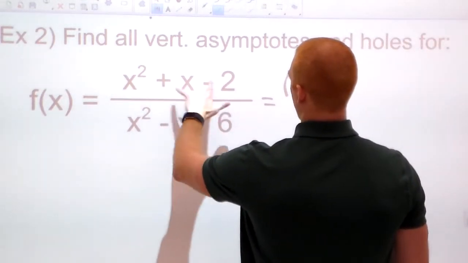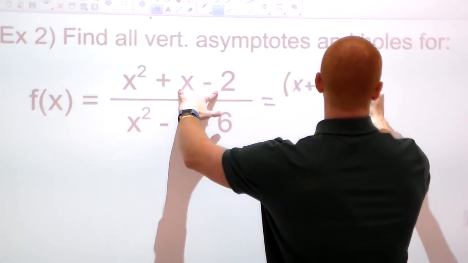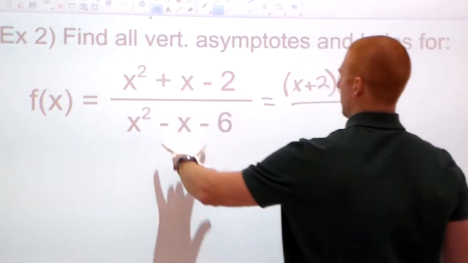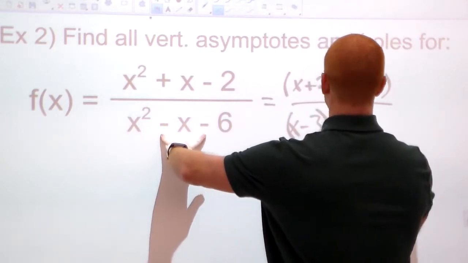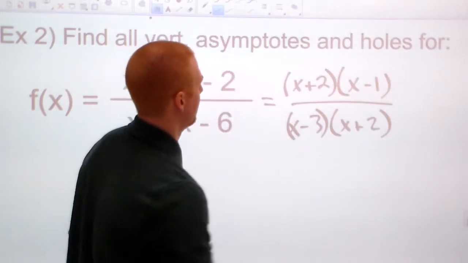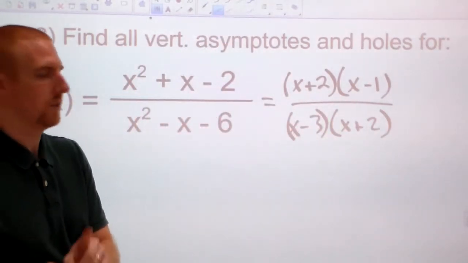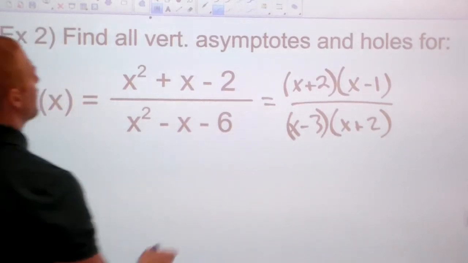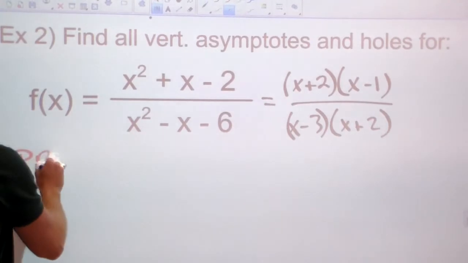The factors that would make this work would be x plus 2 and x minus 1. The factors that would make this work will be x minus 3 and x plus 2. Now, it's very tempting to say, oh, common factor, you cross it out. Now, eventually you'll get to do that, but just hold on for a second. Don't get ahead of yourself. Because the first thing we got to figure out is, where are our problems?